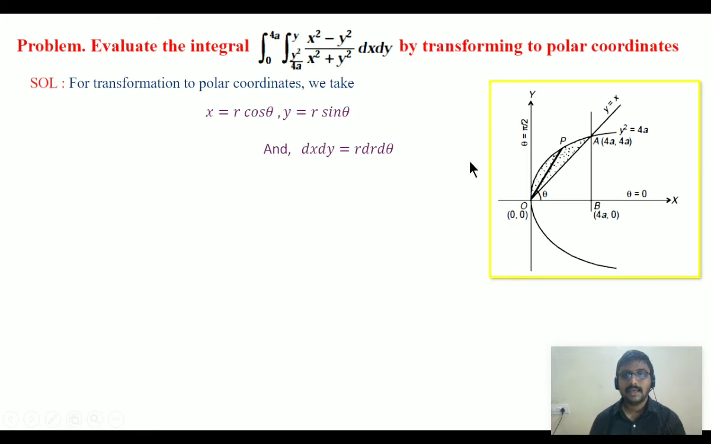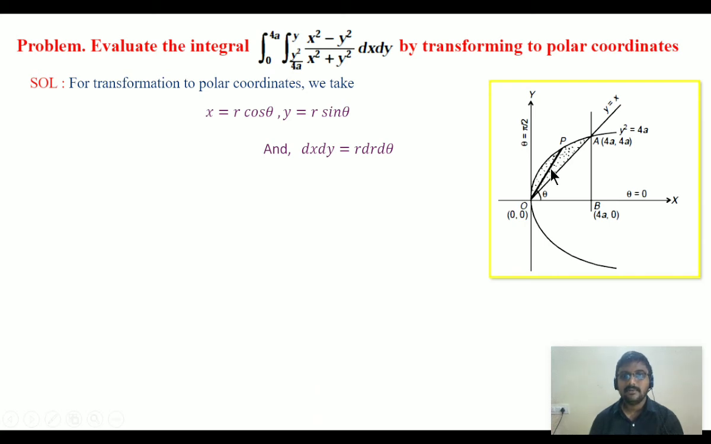y equal to 0 is the x-axis, and y equal to 4a is a line parallel to the x-axis. The intersection point of the curve and the line x equal to y is (4a, 4a). This is the rough sketch of the region, and the dotted region is the bounded region, bounded by the line x equal to y and the parabola y square equal to 4ax. So it is the dotted region which is the required closed region.